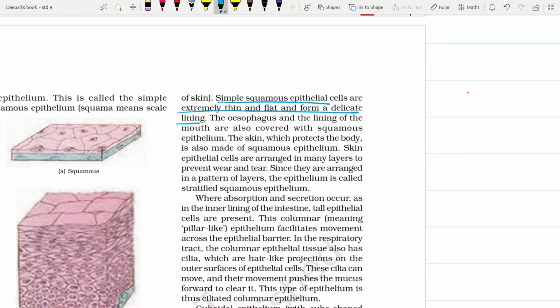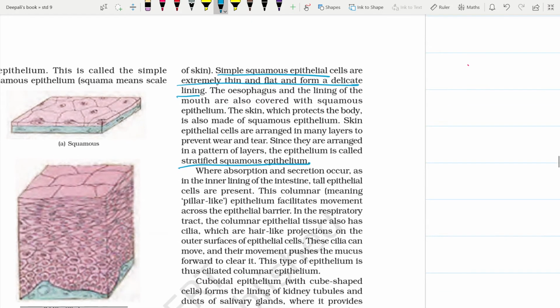The esophagus and the lining of the mouth are also covered with squamous epithelium. The skin, which protects the body, is made up of squamous epithelium. Skin epithelium cells are arranged in many layers to prevent wear and tear. Since they are arranged in patterns of layers, these epithelia are called stratified epithelium, which you can see in the figure. So there are two types of epithelium, the simple squamous and the stratified squamous.